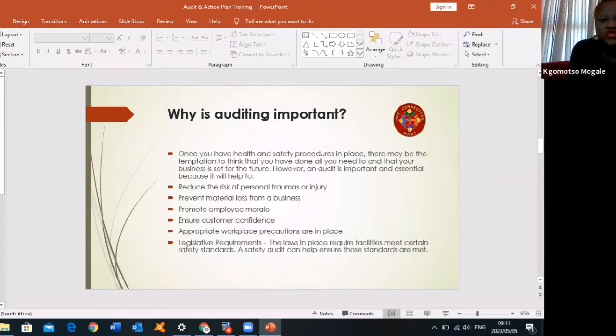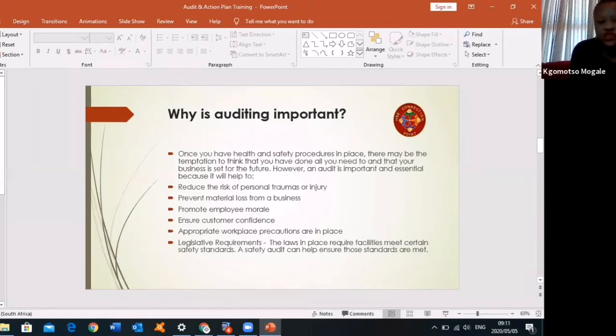And also to promote employee morale. We know that if the guys on site see us walking around, conducting audits, checking things, they feel that the company does care about them, and that will boost their morale. And it will also ensure customer confidence. We know, guys, that our customers, meaning the clients, need to have confidence in a company, to see that the company complies with the law.